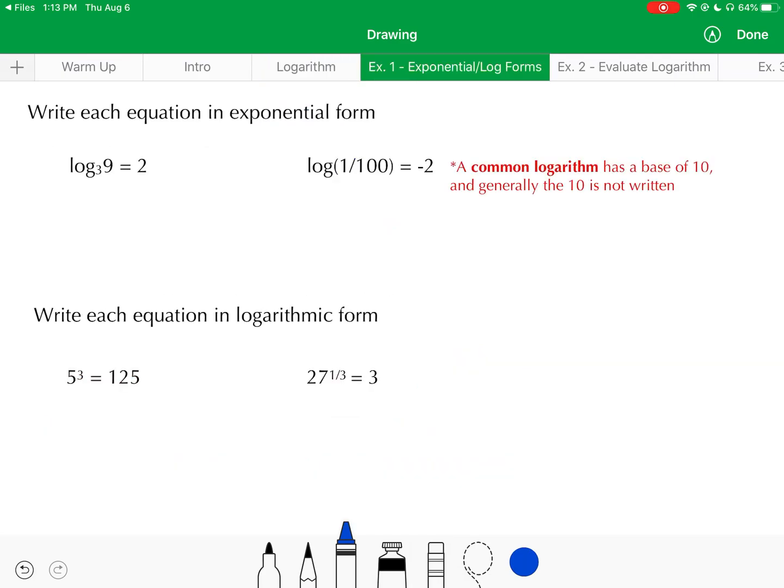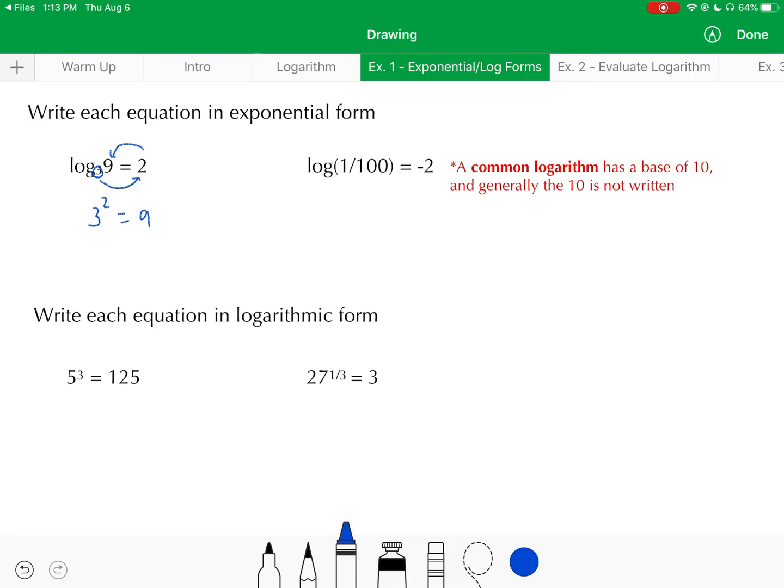All right, so the first thing we want to do is just be able to convert back and forth between exponential and logarithmic forms of these guys, okay? So log base 3 of 9 equals 2. That's, of course, considered logarithmic form. To put it in exponential form, I start with the base of the logarithm, which is just this little subscript of 3. I take that 3, I raise it to the power of 2, and then that equals the argument of the logarithm, which is 9. Okay, so 3 squared equals 9 is your exponential form.